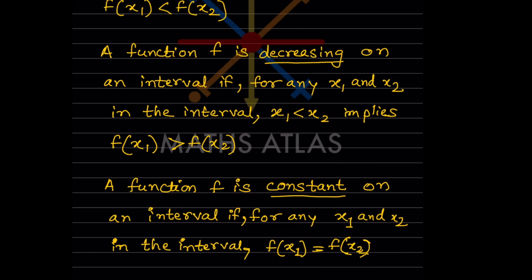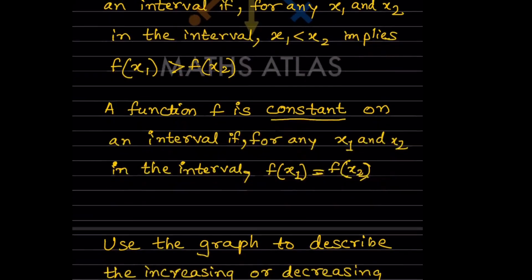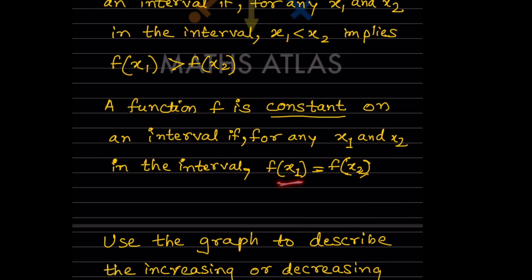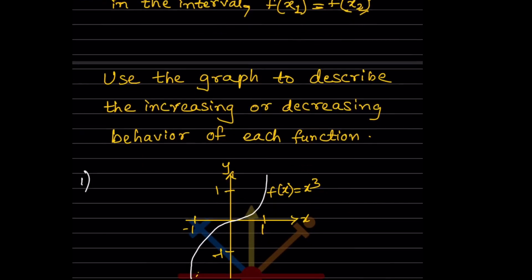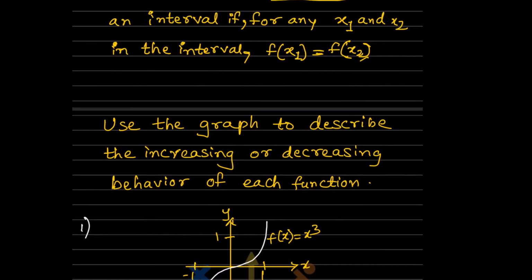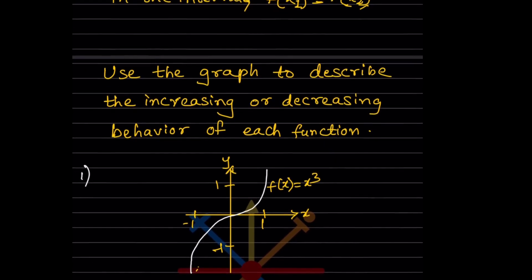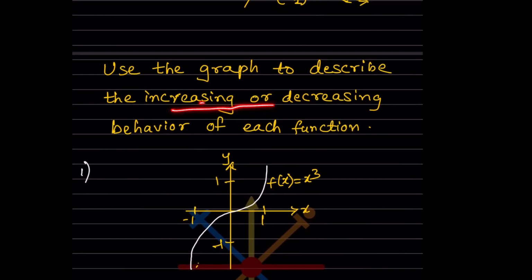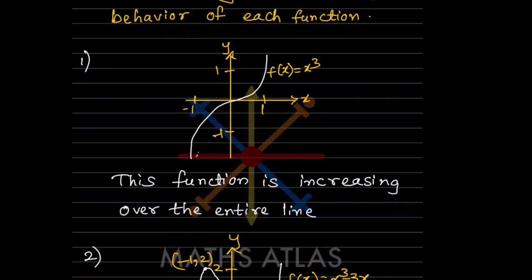And here we can see one more: the function f is constant on an interval if for any x1 and x2 in the interval, f of x1 is equal to f of x2. So now let us see this with the help of a graph. Use the graph to describe the increasing or decreasing behavior of each function.